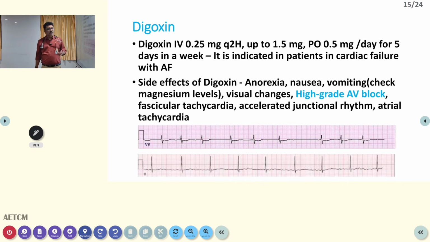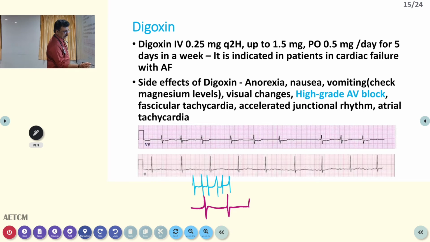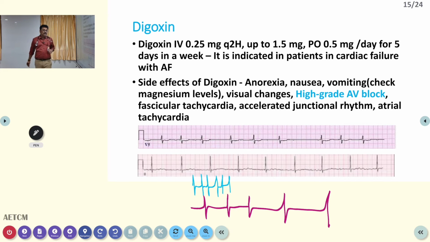And in atrial fibrillation, what happens after starting digoxin is this: initially you know that the rhythm is very fast. You can see the rhythm is like this. And if you start digoxin, the rate slowly comes down. But in some patients, it becomes extremely low. Even if it is extremely low, the RR interval has to be irregular. That is very important. The RR interval has to be very irregular.